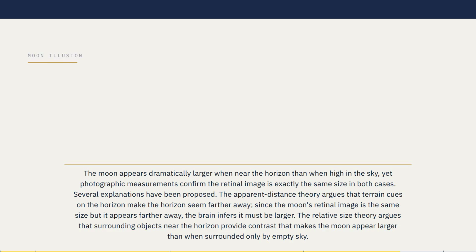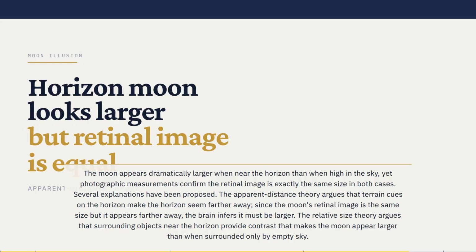The moon appears dramatically larger when near the horizon than when high in the sky, yet photographic measurements confirm the retinal image is exactly the same size in both cases. Several explanations have been proposed. The apparent distance theory argues that terrain cues on the horizon make the horizon seem farther away. Since the moon's retinal image is the same size, but it appears farther away, the brain infers it must be larger. The relative size theory argues that surrounding objects near the horizon provide contrast that makes the moon appear larger than when surrounded only by empty sky.